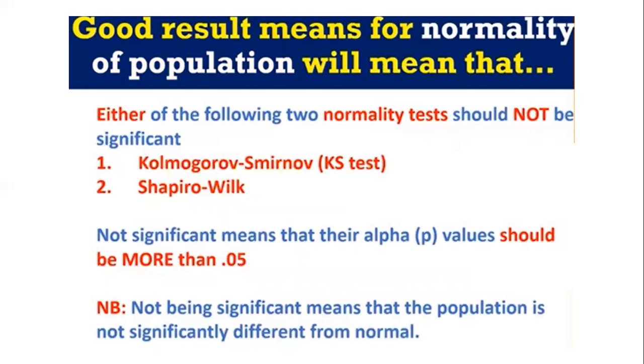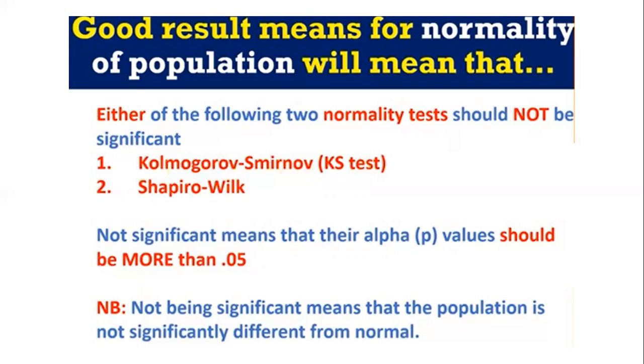And when you get there, once the results are displayed, there are two tests which will be displayed that must not be significant. When you say your result is of normal population, it means that either of the following two normality tests, there are other normality tests, but these are the more general ones, which are the Kolmogorov-Smirnov, also called the KS test, and also the Shapiro-Wilk test. Once you see that your data is not significant, then it means that you are good to go, and it also means that your data sets are of normal population.